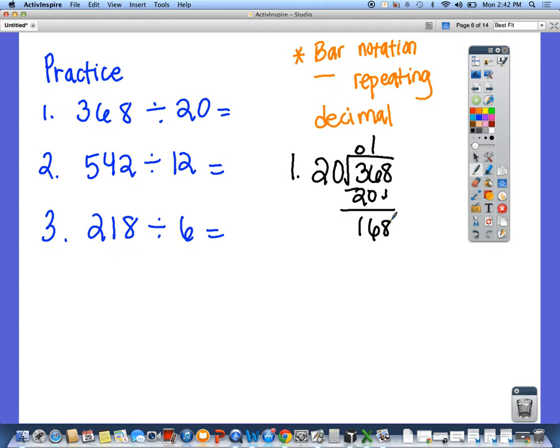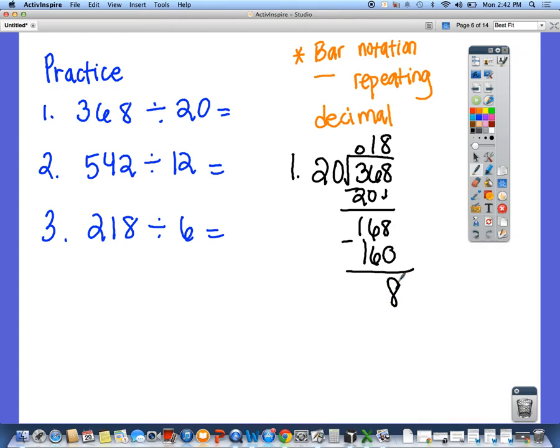How many times does 20 fit into 168? So let's just do some rounding here. I'm going to say 20 times what would equal 162? 4, 6, 8, 10, 12, 14, 16. You guys think this is so funny. All right, that is 8, and that gives me 160. I need to subtract. I get 8.